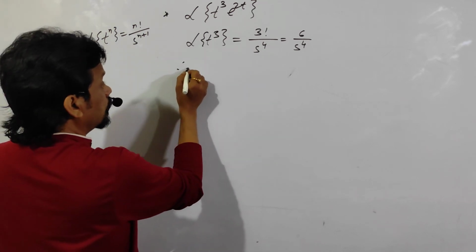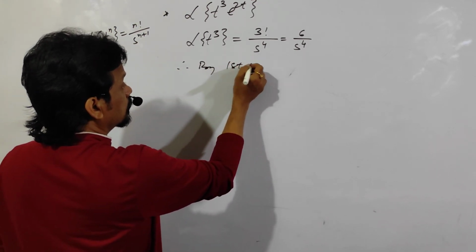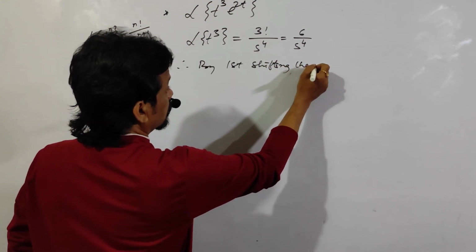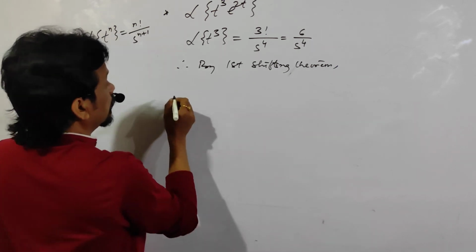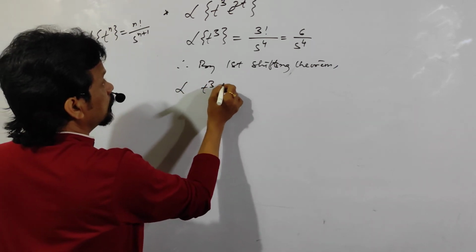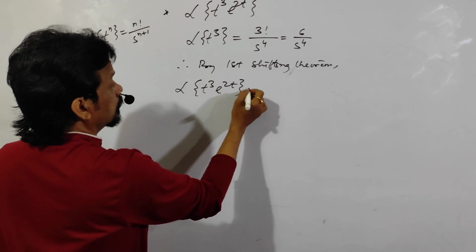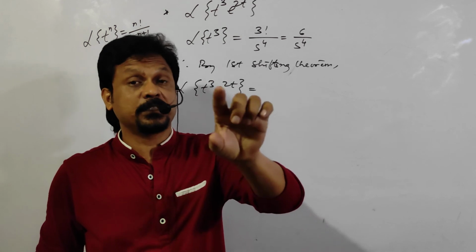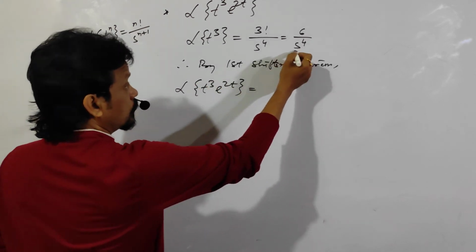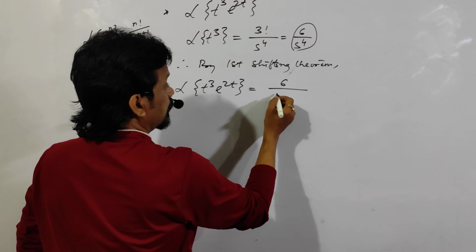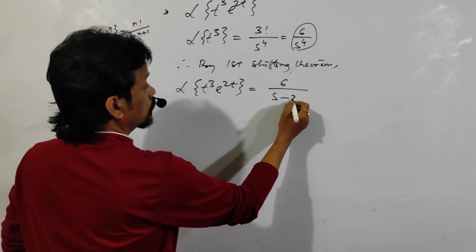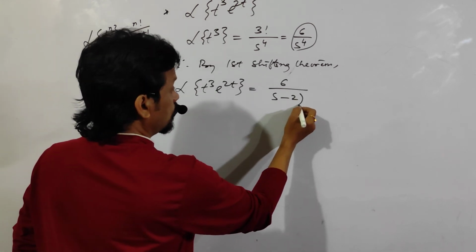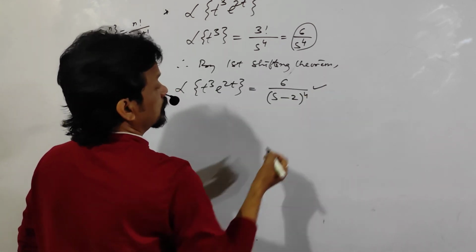Clear? So therefore, by first shifting theorem, Laplace of t cube e to the power 2t will be simply, in place of s you should write s minus a. Here e to the power at, here a is 2. So 6 by s minus 2 whole to the power 4. So this is your answer.